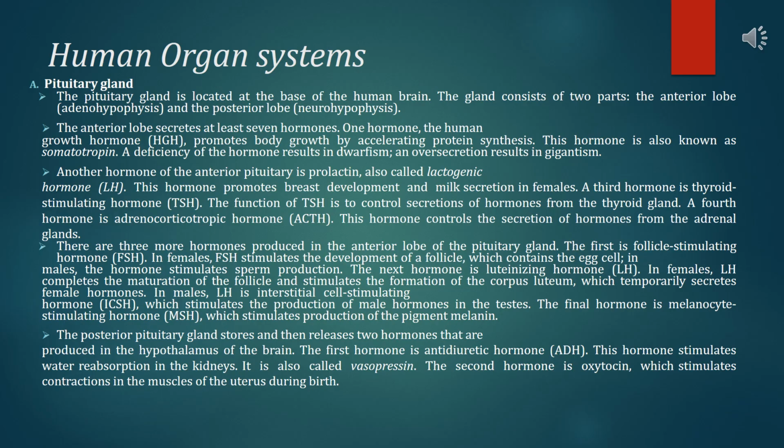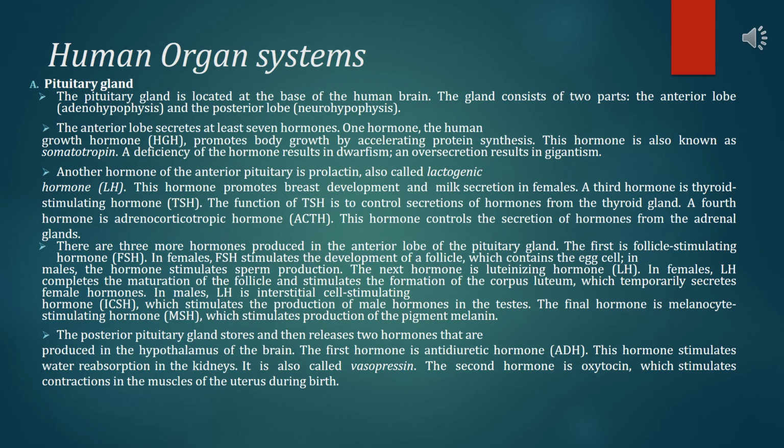A third hormone is thyroid stimulating hormone, TSH. The function of TSH is to control secretions of hormones from the thyroid gland. A fourth hormone is adrenocorticotropic hormone, ACTH. This hormone controls the secretion of hormones from the adrenal glands.